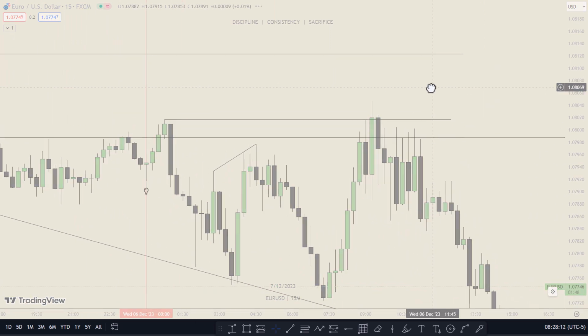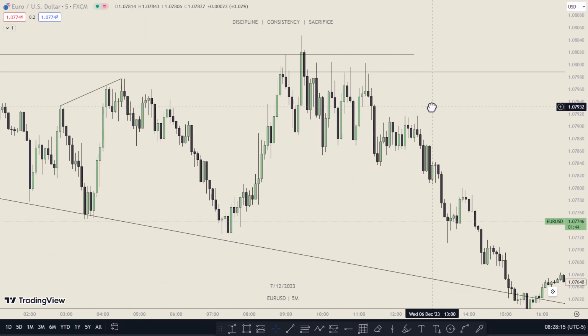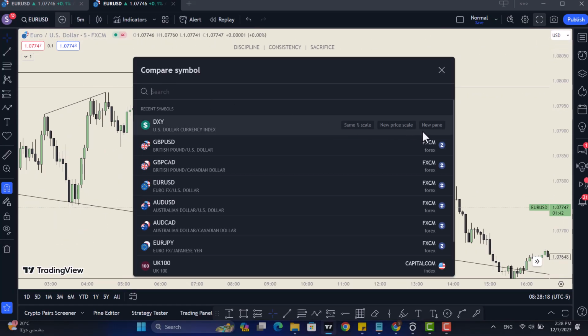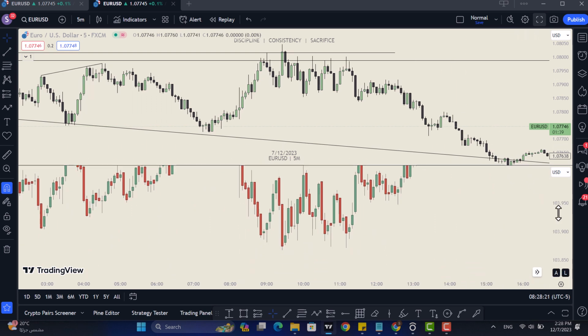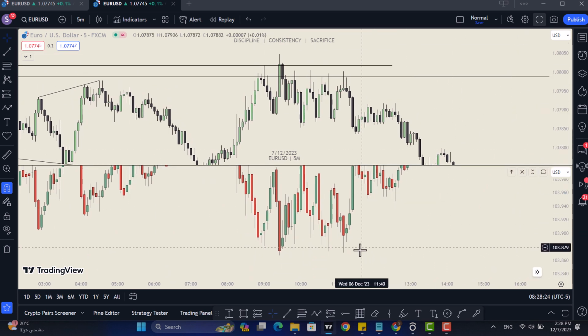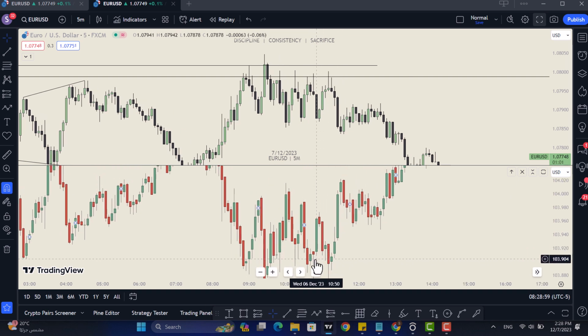So let's drop to the 5-minute and take a close look at the Dixie. Let's compare this high right here. On the Dixie, price took sell side liquidity from here, but on EURUSD, price didn't attack this. So we know that this market structure shift, as you can see here, a fake move to the downside, is only a sweep on liquidity, and price will eventually reverse.